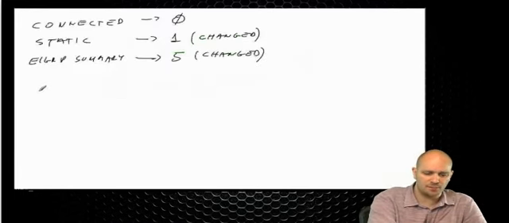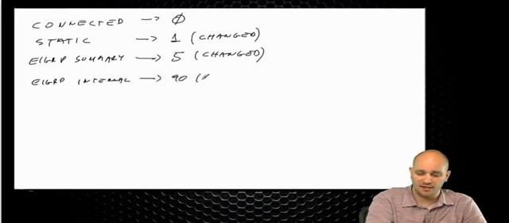So for EIGRP, the admin distance, EIGRP internal routes, they have admin distance of 90. This also can be changed using the configuration.